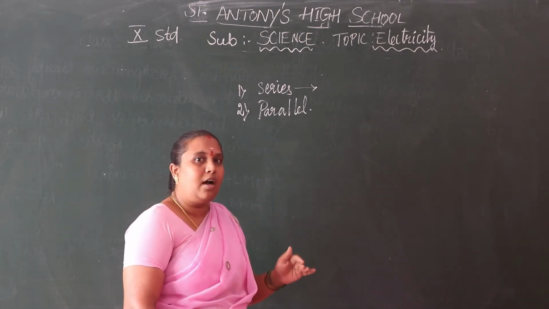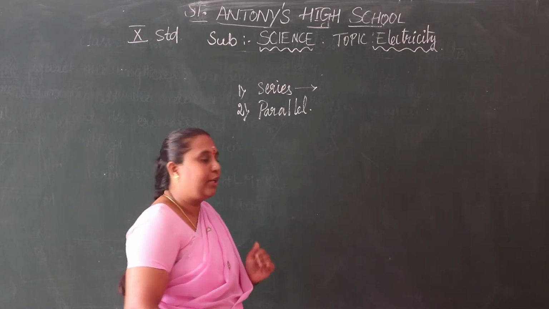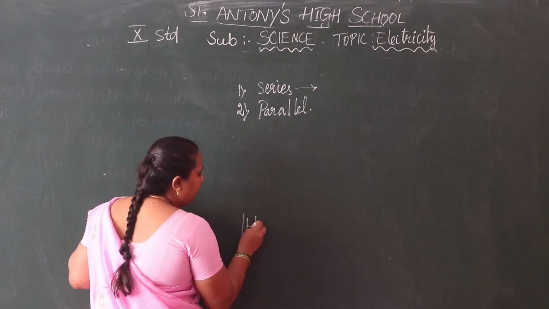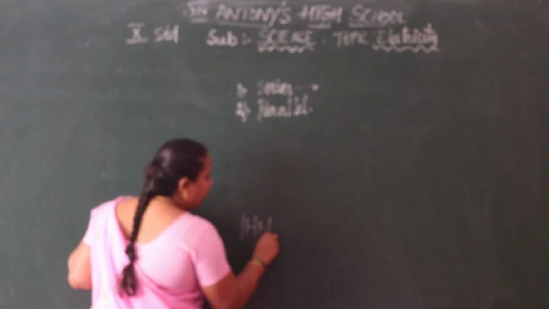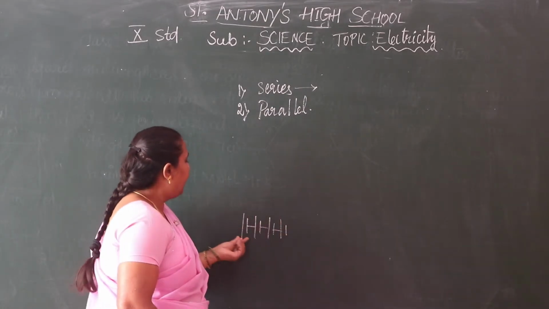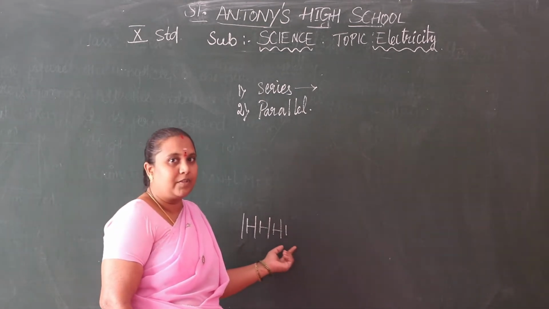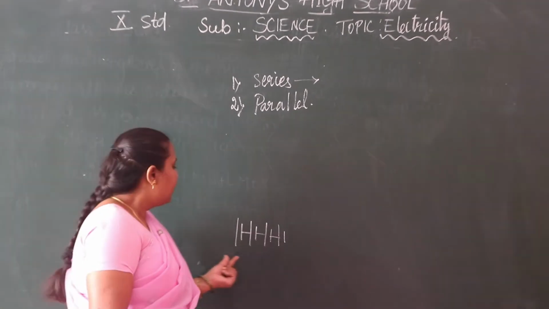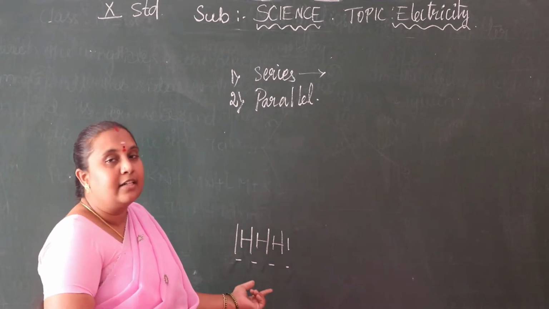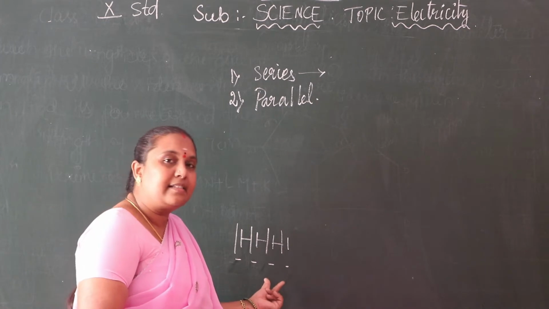You know how to draw an electric circuit. What are the basic elements in a circuit? First, there is a source of current, that is a cell or battery. See here, 1, 2, 3 and 4 cells are connected. One or more cells connected together we can call a battery.